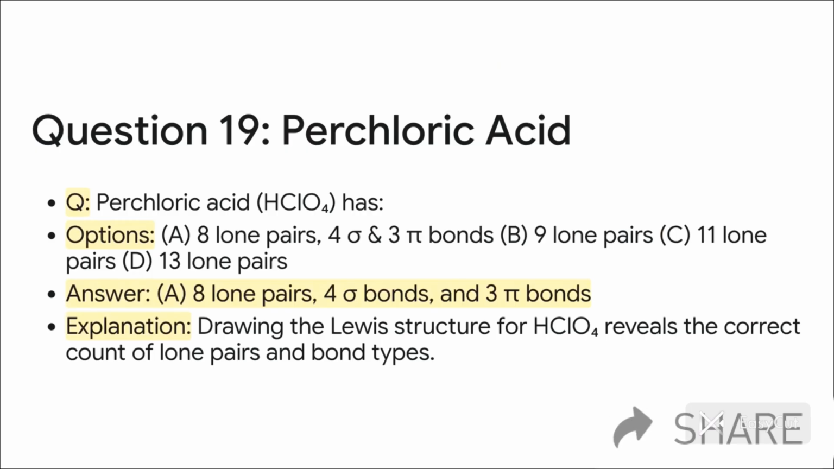Question 19 asks about the structure of perchloric acid. For this one, you really just have to roll up your sleeves and draw the Lewis structure. Put the chlorine in the middle, surround it with the 4 oxygens, stick the hydrogen onto one of them, and then start adding double bonds and lone pairs until all the atoms are happy. If you count everything up correctly, you'll land right on option A.